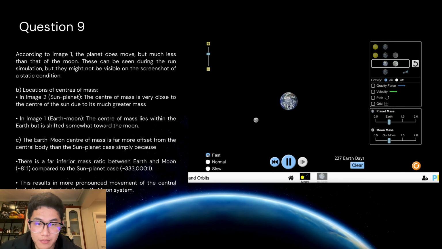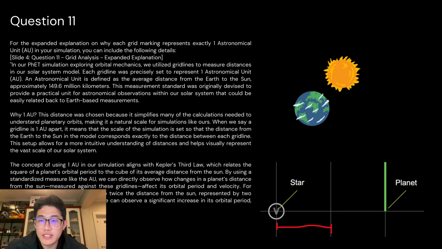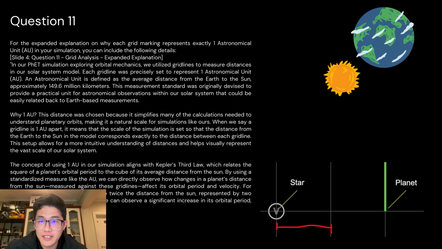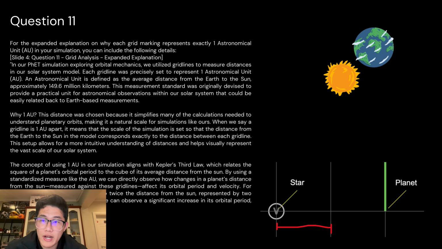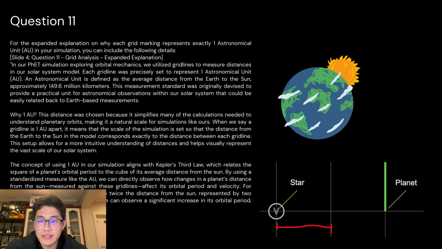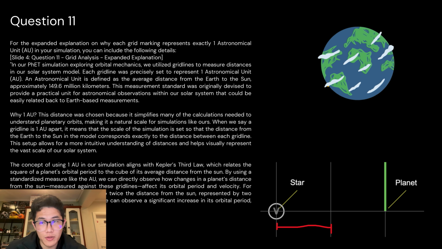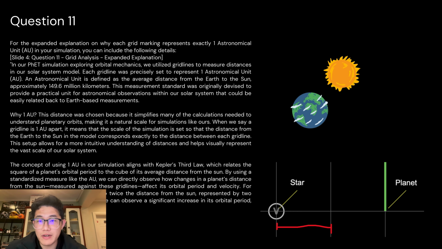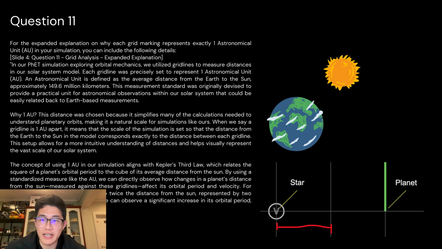For the answer to question 11, in our PhET simulation on orbital mechanics, we use grid lines to measure the distance, with each grid line representing one astronomical unit, and the average distance from the Earth to the Sun is about 149.6 million kilometers. And this unit can simplify the calculation in planetary orbits and provide a practical scale for simulations like ours.